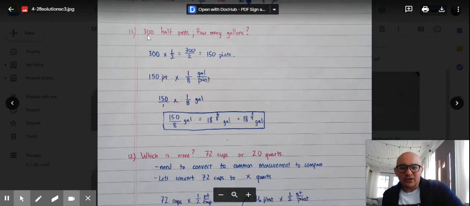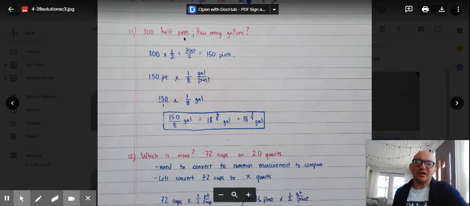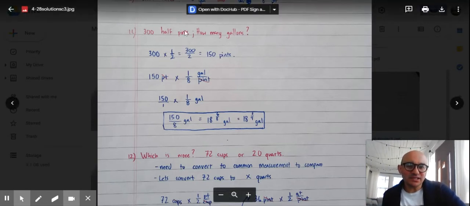Number 11, there are 300 half pints of milk at a particular school. That was the problem. And they're asking, how many gallons of milk do I have? So again, we're taking a measurement in pints, and we need to convert it to gallons. We're just going to use some unit rates here. In this case, this word half pint should, as a math thinker, kind of trigger your brain.